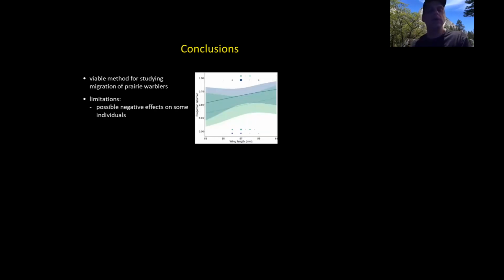All right, so to wrap up, thank you for sticking with me. Just to make some conclusions here. Light level geolocation appears to be a viable method for studying the migration of prairie warblers and very likely other small songbirds. Currently it's the only method for studying birds this small. It clearly has some limitations. There may be some negative effects on some individuals, as we saw with return rates. But the potential for geolocators to have negative effects shouldn't necessarily just disqualify their use. Rather, the magnitude of the negative effects needs to be considered against the benefits of the information gained for the population of birds.